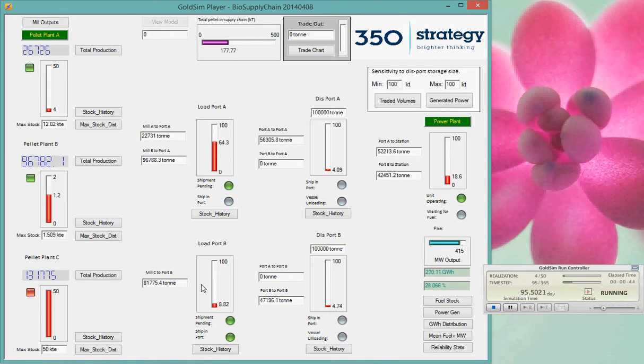You see all sorts of things going on here in terms of stock increasing at the load ports. We'll see ships coming into our port. If I speed it up a bit, you should be able to see some of that happening. So we see a shipment pending, shipping port, ship unloading, so ship loading there, then ship unloading at the other end. We see our stock at our power plant start to come up, our units now operating, generating about 400 megawatts, and this is our total capacity.